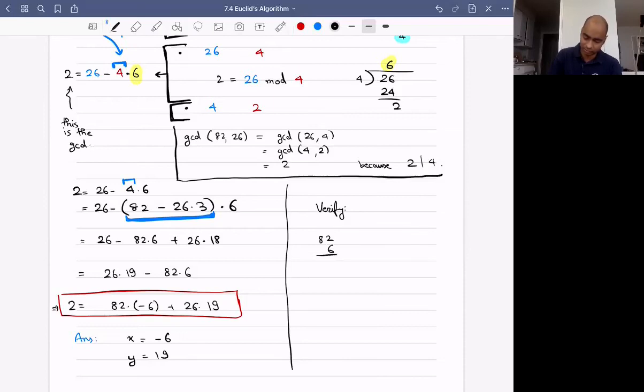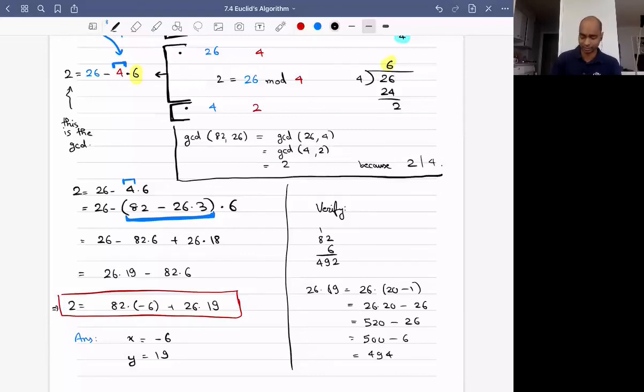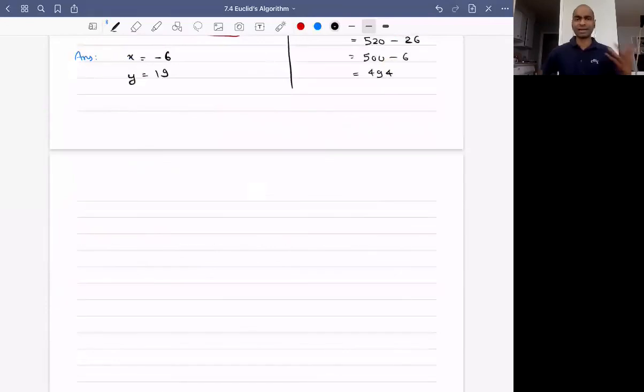So 82 times 6: 6 times 2 is 12, 6 times 8 is 48, so I get 492. And you can see that 26 times 19 is 494 and 82 times 6 is 492, and their difference is exactly 2. And now one last thing about the extended Euclid's algorithm, it does even more.